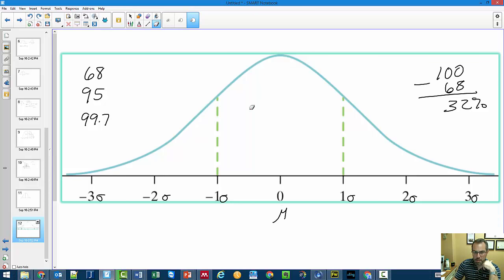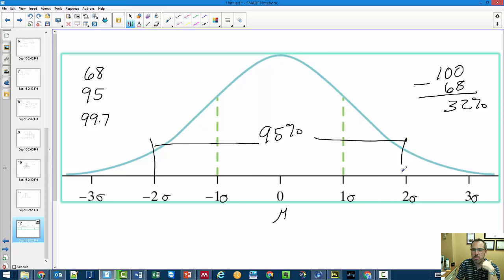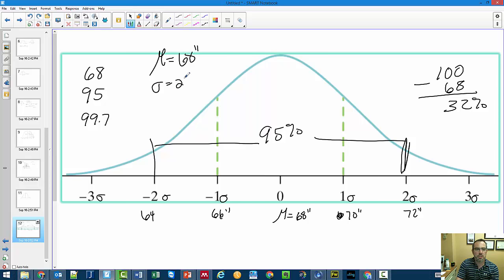If I have 95% of the data between these two numbers, and just for giggles and grins, let's say that this is actually, let's go with 50, 60, 68 inches. Remember, we're talking about heights before. Let's say that's 68 inches, and this is 70 inches and 72 inches, and 66, 64. So look, I have an average or a mu of 68 inches, and I have a standard deviation of 2 inches, and I've got them all marked out here.